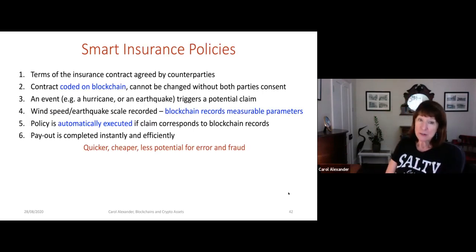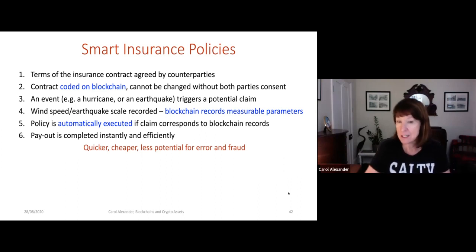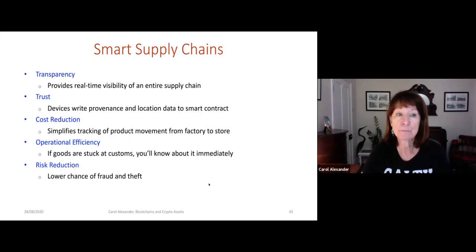A smart insurance policy can be coded on a blockchain. And here, any event like a hurricane or an earthquake would be automatically recorded accurately. You know, how strong was the earthquake? How fast was the wind? And so the blockchain can record these measurable parameters. So there'd be no contention about claiming. And so the claim could be very quickly and automatically executed if the blockchain records match what the contract says. So it's quicker, cheaper, and there's much less potential for error and fraud.